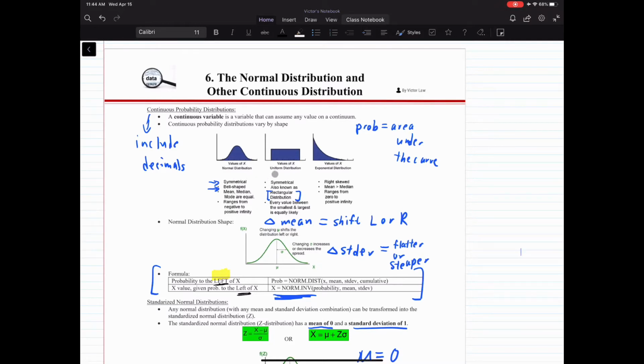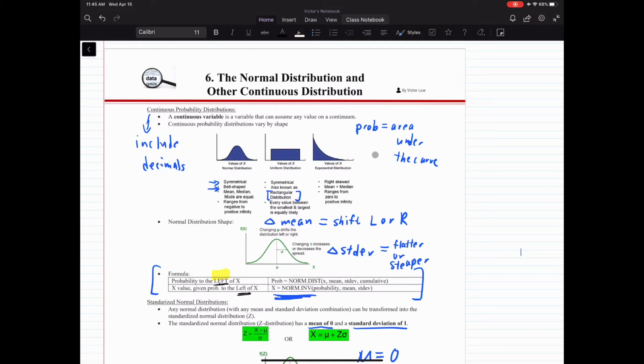Second one is uniform distributions. Uniform distribution is basically when we have a rectangular shape, a rectangular distribution. The reason we have a rectangular distribution is because each value has the same probability of being selected. So every value between the smallest and largest is equally likely. And the last one is your exponential distribution. Exponential distribution is when we have a right tail. So right tail is basically when we have right skewed.